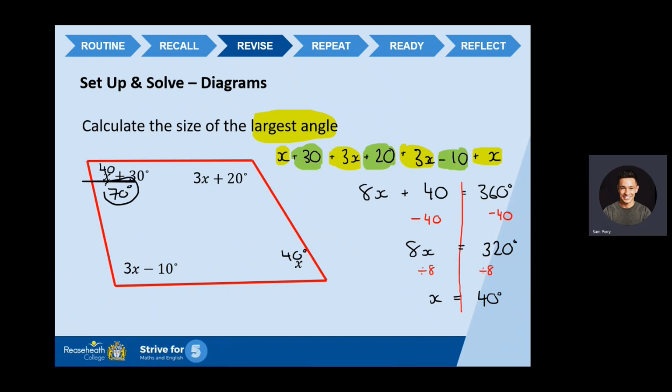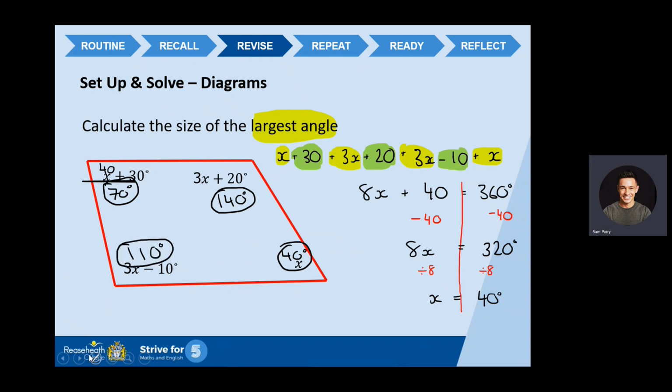And what you want to do, you could circle them just to make it stand out. There we go. 3x plus 20. So 3 times 40 is 120. Plus 20 is 140 degrees. And then the final angle is 3x minus 10. So 3 times 40 is 120. Take away 10, 110 degrees.